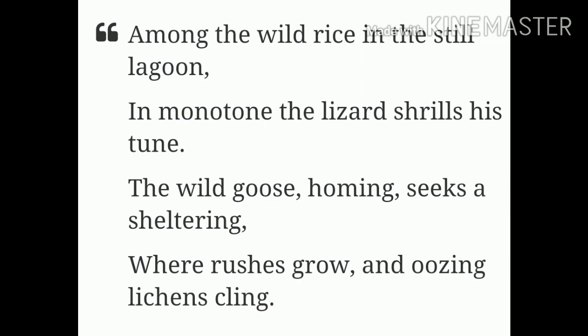Among the wild rice in the still lagoon. Lagoon means a lake of sea water that is partly separated from the sea by rocks or sand. In this couplet, the speaker moves on to describe the wild rice that is growing on the land.